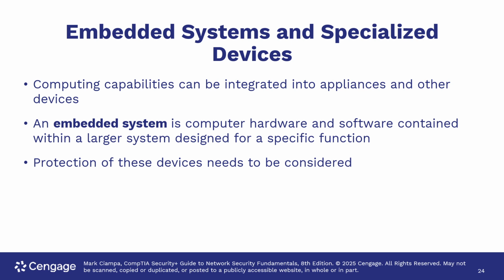So let's talk about embedded systems and specialized devices. Computing capabilities can be integrated into appliances and other devices. An embedded system is computer hardware and software contained within a larger system designed for a specific function. Protection of these devices needs to be considered.